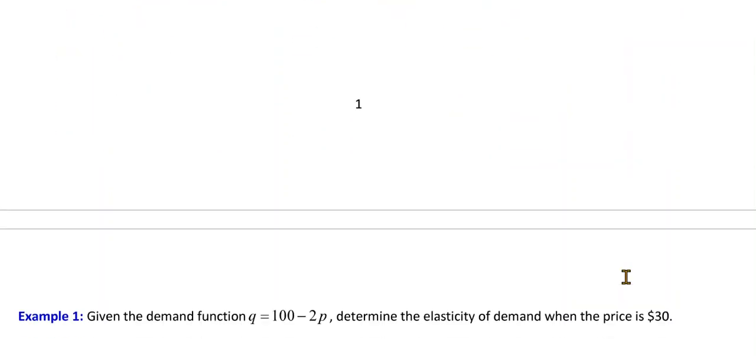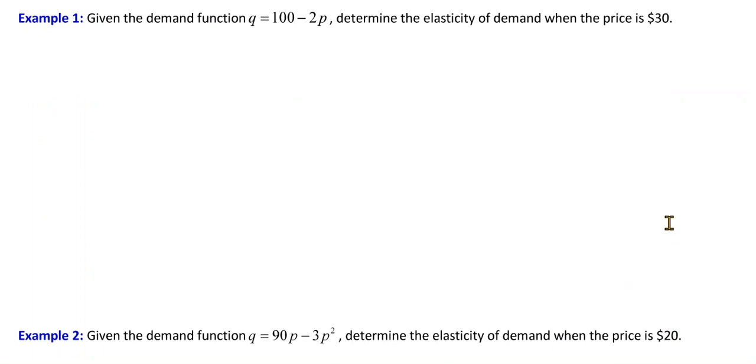So let's put it into action with this first problem here. Given the demand function Q equals 100 minus 2p, determine the elasticity of demand when the price is 30. So we're always going to need to have a demand function. The demand function simply tells us what the graph is going to look like. As I discussed, the law of demand says we have some type of a downsloping graph. Well, the demand function basically is the function that represents this graph.